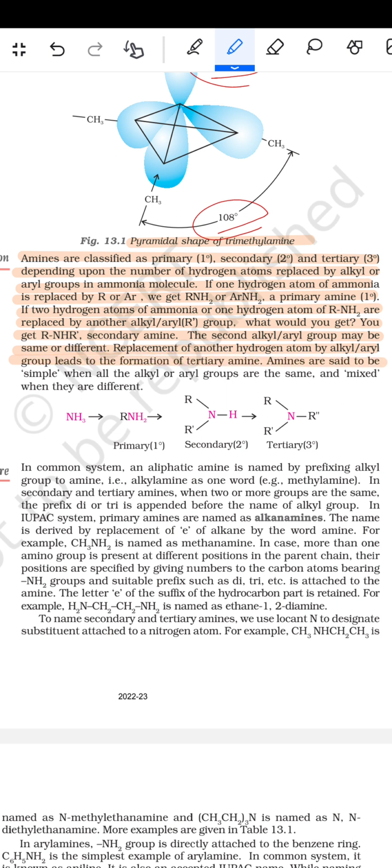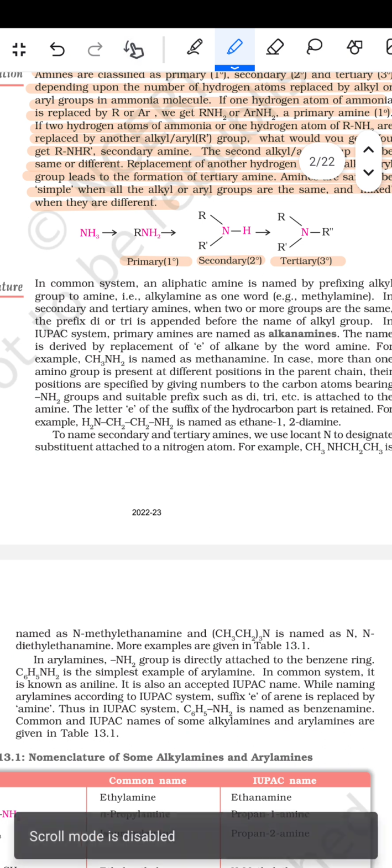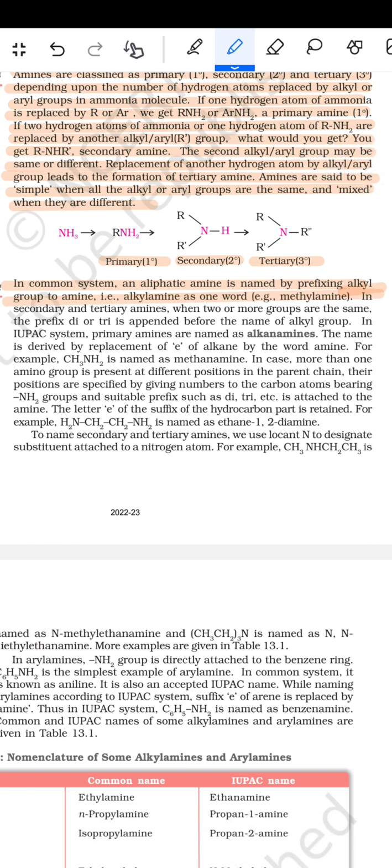Amines are said to be simple when all the alkyl or aryl groups are the same, and mixed when they are different. So this is primary, this is secondary, and this is tertiary. After that comes nomenclature. In the common system, an aliphatic amine is named by prefixing the alkyl group to the amine, that means alkylamine as one word, for example methylamine. In the secondary and tertiary amines, when two or more groups are the same, the prefix di or tri is appended before the name of the alkyl group.